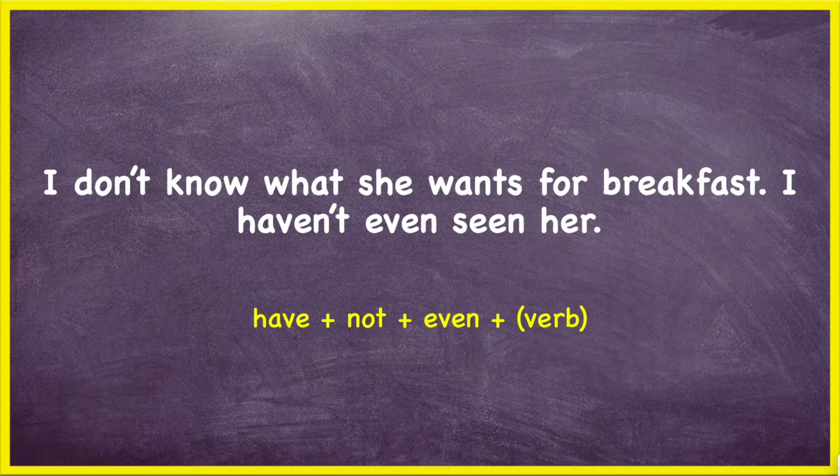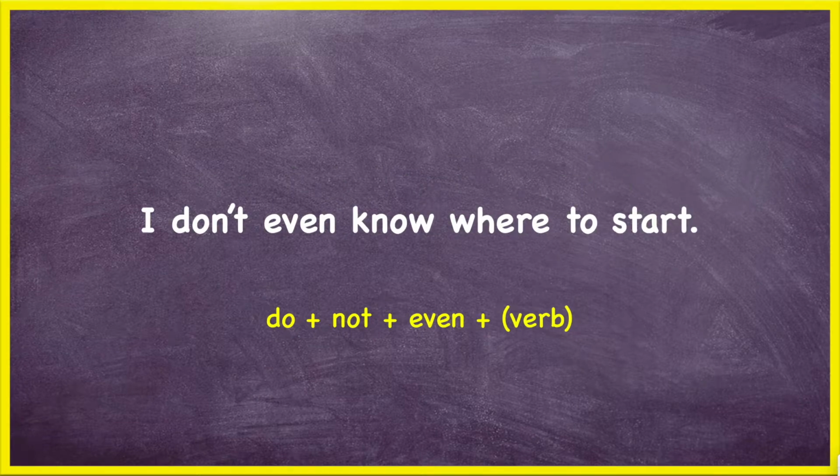So here, you're asking me what she wants for breakfast, but I haven't seen her. It's not that I just don't know what she wants. I haven't even seen her. Okay? I don't even know where to start. Okay? Do plus not plus even plus verb. So it's not just that you don't know how to do something. You don't even know where to start, right?